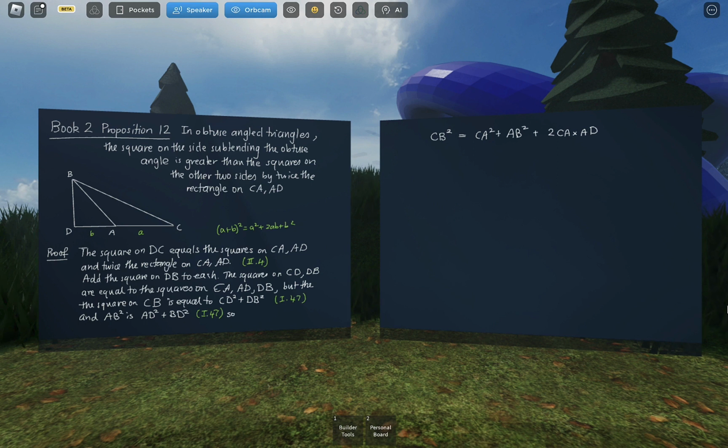That's the claim, right? So the square on the side subtending the obtuse angle is greater than the squares on the other two sides. Yeah, that's right, by twice the rectangle on CA, AD. Okay, so that's the end.